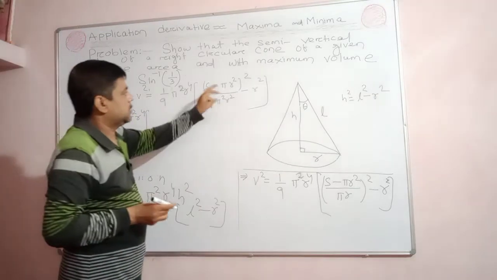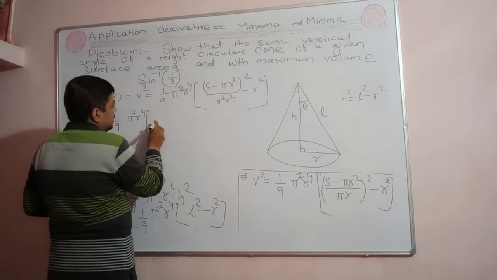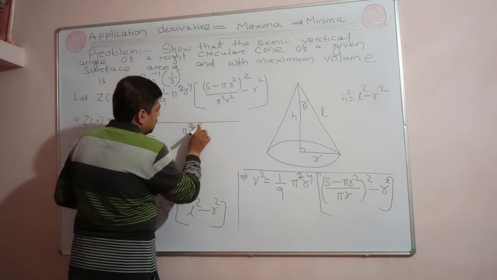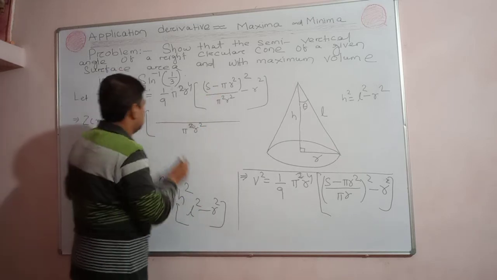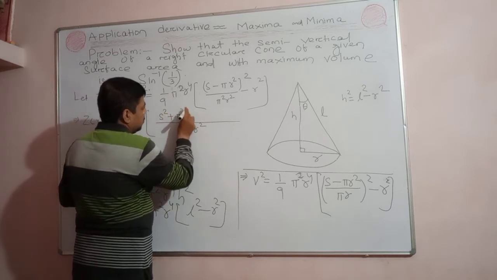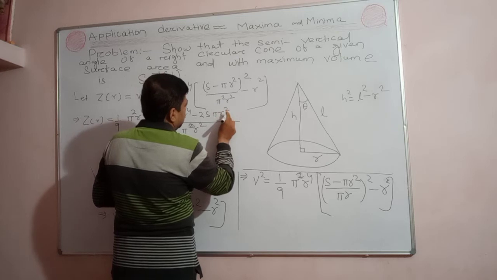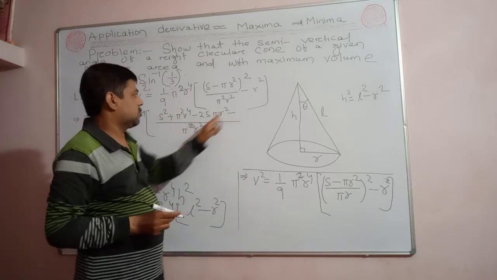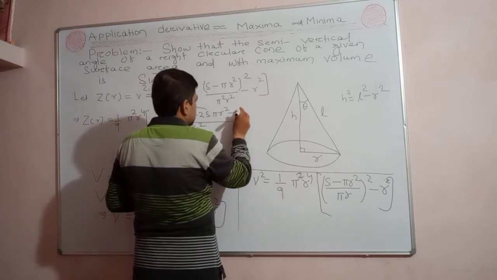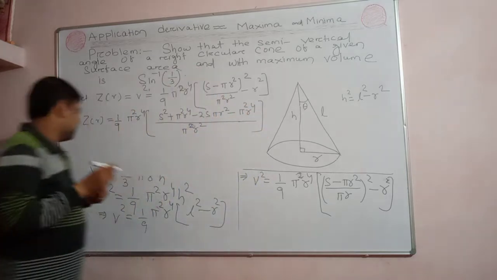Now you apply (s minus pi r) whole square. This is s. If you take the LCM also here, this is pi square r square, right? So (s minus pi r square) whole square, you write, expand: s square plus pi square r to the power 4 minus 2s pi r square, minus this r pi square r square will be multiplied, and it will be pi square r to the power 4. It's okay, right?